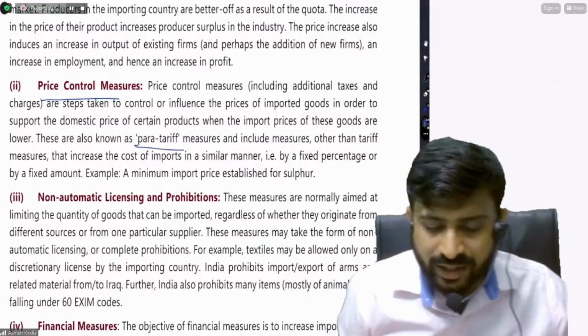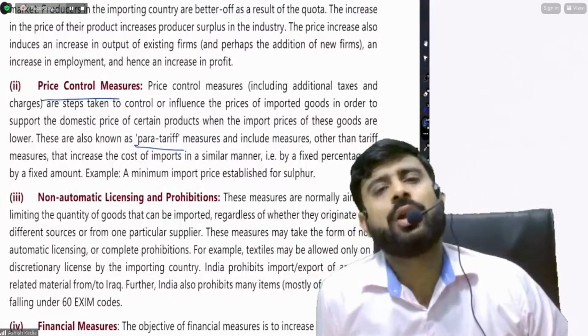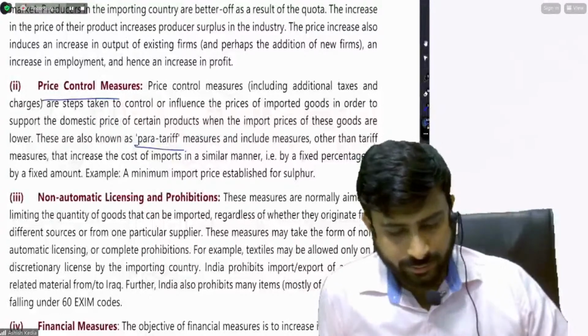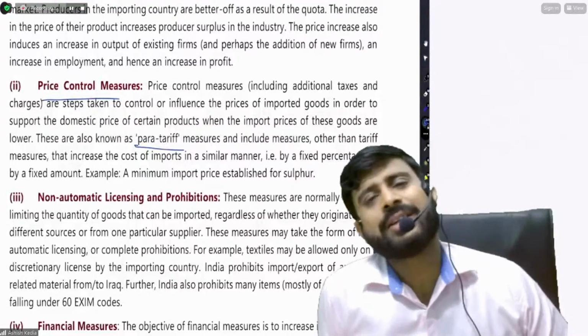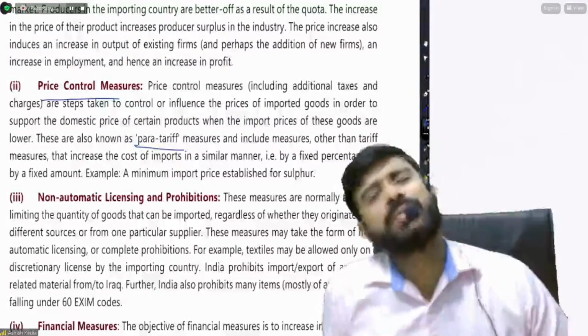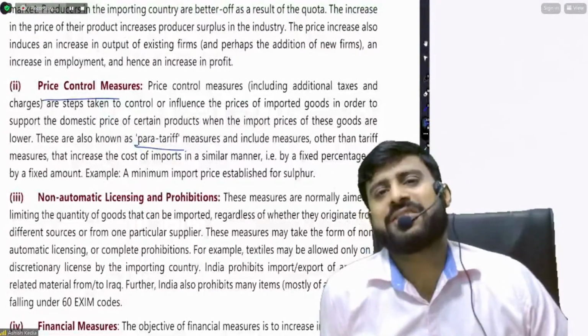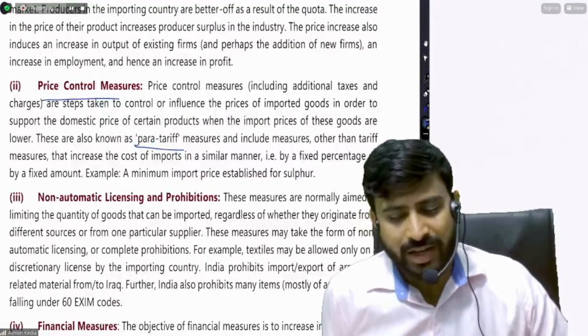These are also called para-tariff measures. What is it called? Para-tariff measures. What do they do? Basically, they increase the price of the product. So they are basically tariffs only. We are studying it under non-tariff measures, but this is tariff only.